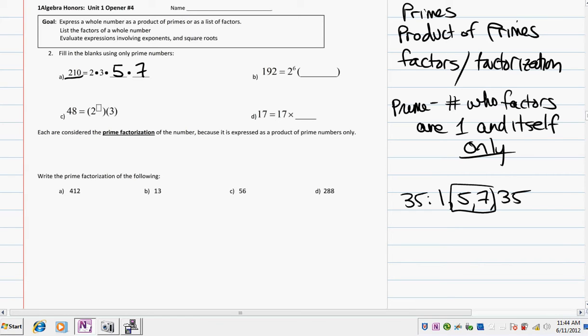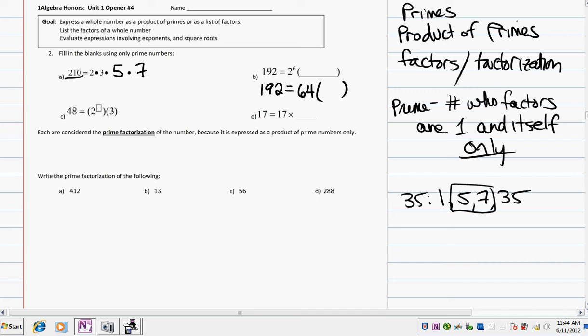B, now 2 with the 6 as an exponent, for those that don't remember, this is saying 2 times itself 6 times. That's what the exponent represents, repeated multiplication. And so this is 4, 8, 16, 32, 64. So this is saying 192 equals 64 times what?